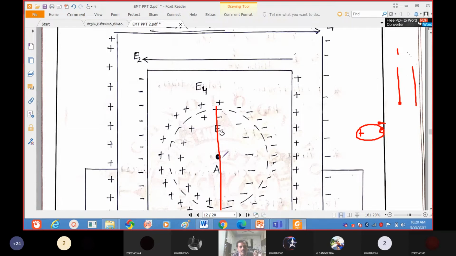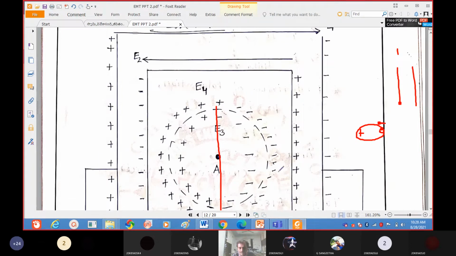So Q1 gets cancelled. The remaining E is equal to 1 by 4 pi epsilon naught into, simply, I am considering it is Q, so Q by R square. For that, we are assuming any surface area A. We will assume a small surface area.